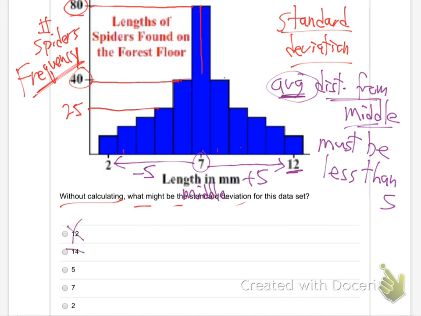So no way, no way. There we go. It's got to be the 2. Make sense? The furthest things are 5 away. So the average distance away from the middle can't be more than 5. It's got to be less than 5. If 5 is the furthest, then the average has got to be less than 5. That's all you need to know, just that gut level feel. It's a good question, isn't it? It really goes after the meaning of standard deviation.